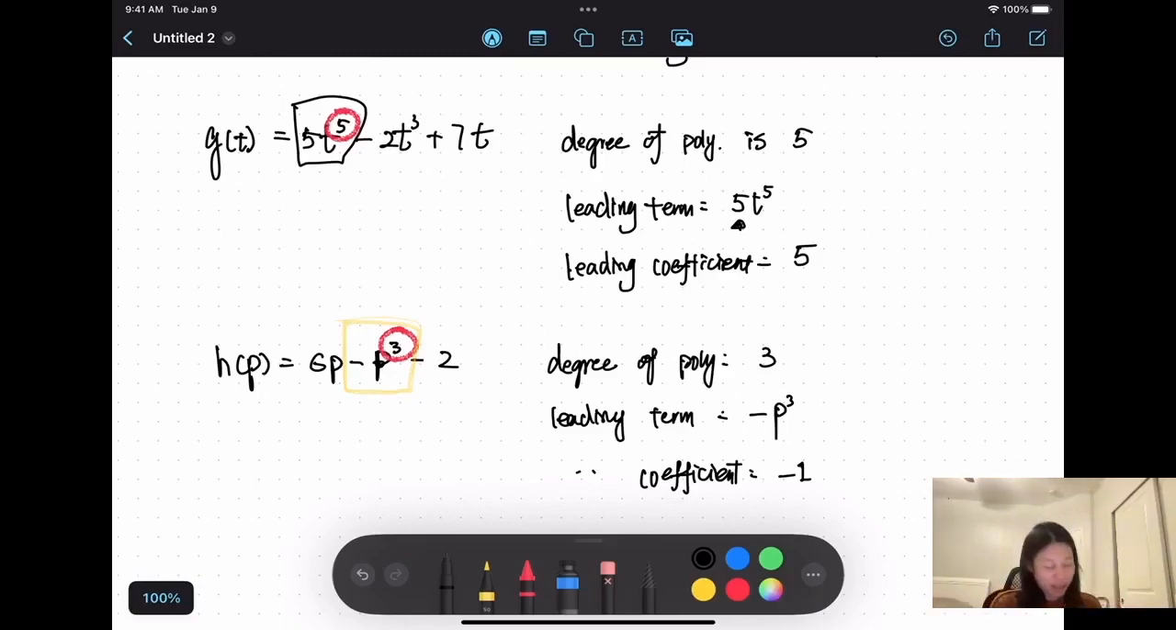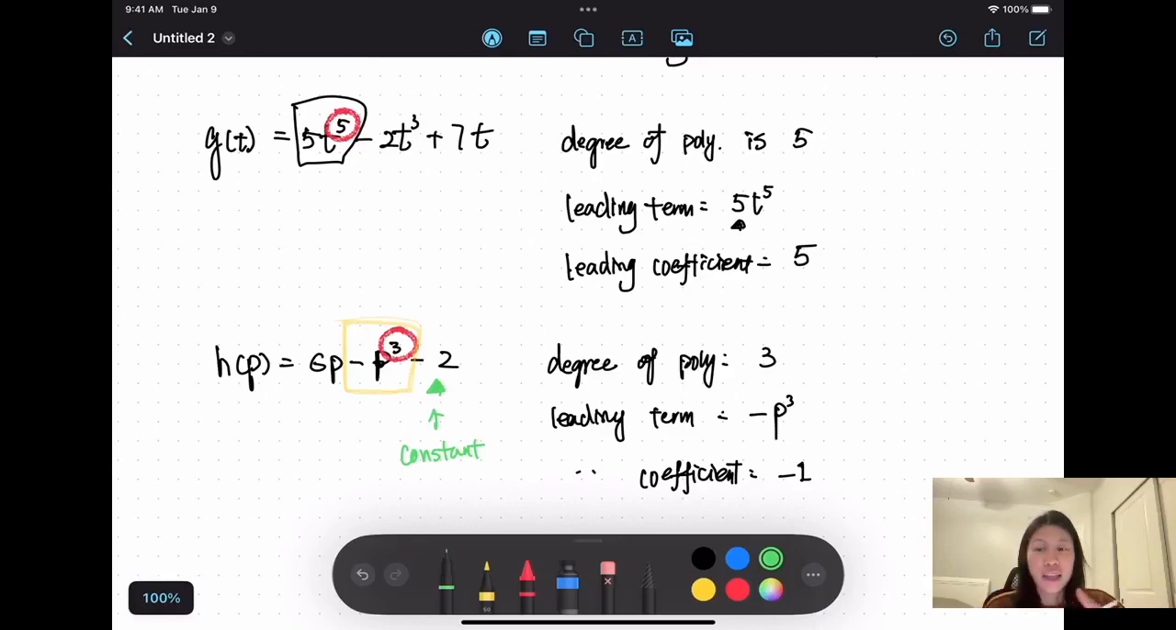Okay, so now let me ask you one question. What about this thing called negative 2? It's a term without the variable. This is called a constant term. That means no matter how the variable changes, this 2 always remains the 2. So it's not going to change, so that's why we call it a constant term.